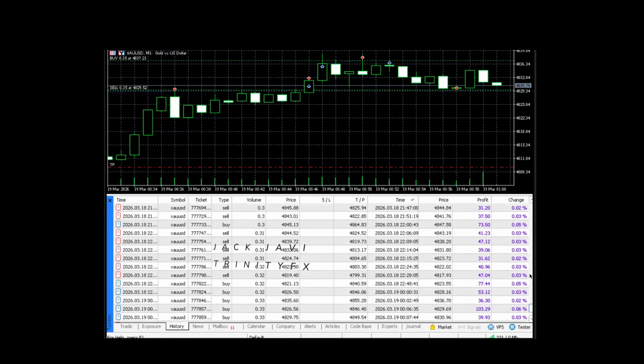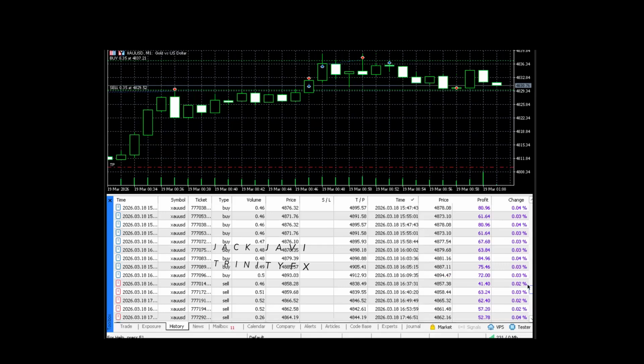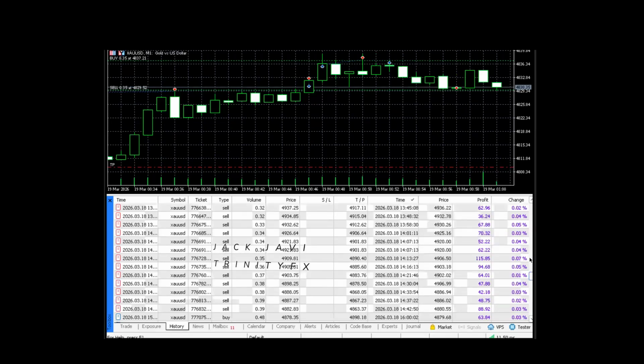As you can see, since I modified the dynamic stop loss, we haven't had a loss up to now. We haven't hit the dynamic SL, which is so beautiful. It is so beautiful, guys.